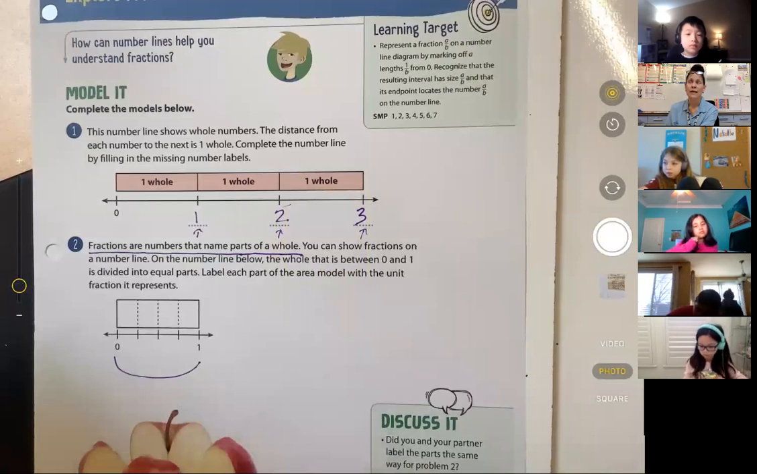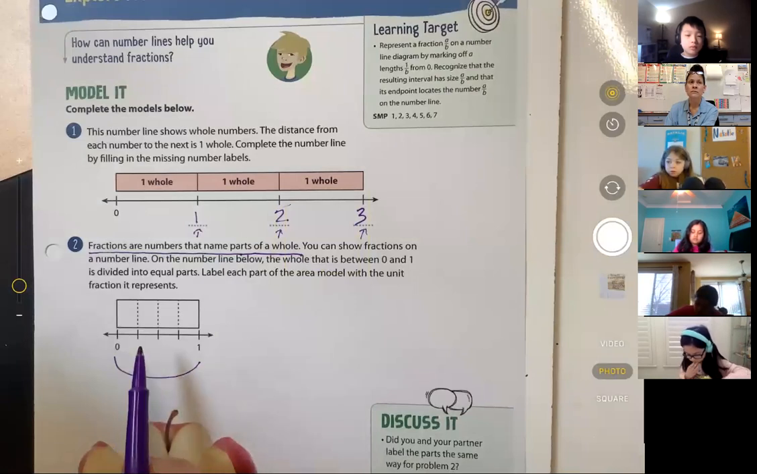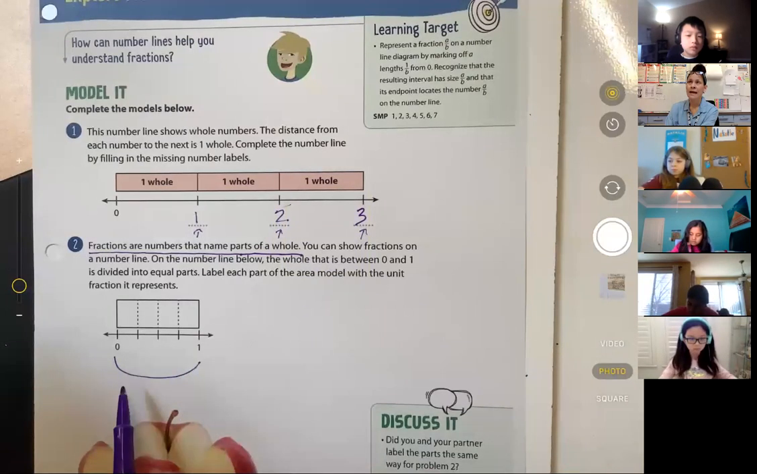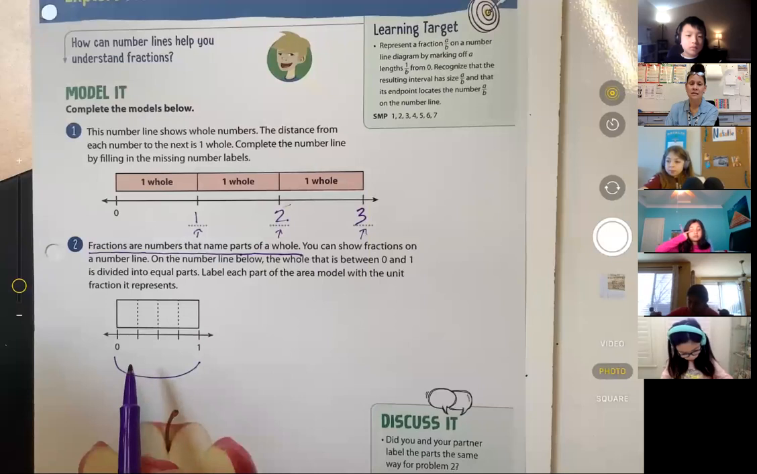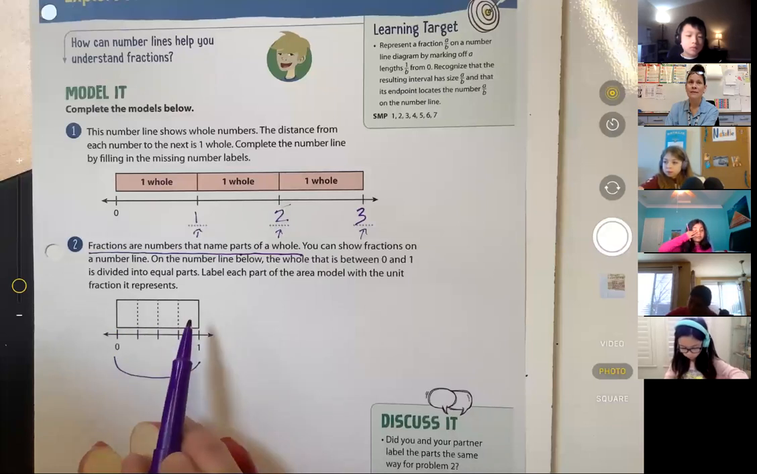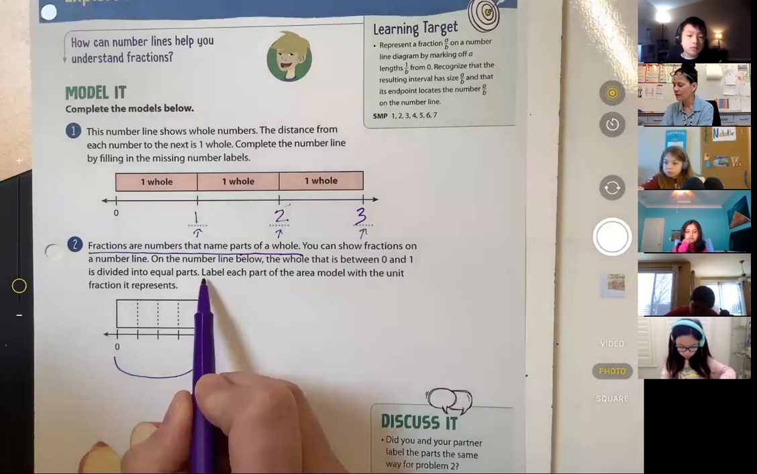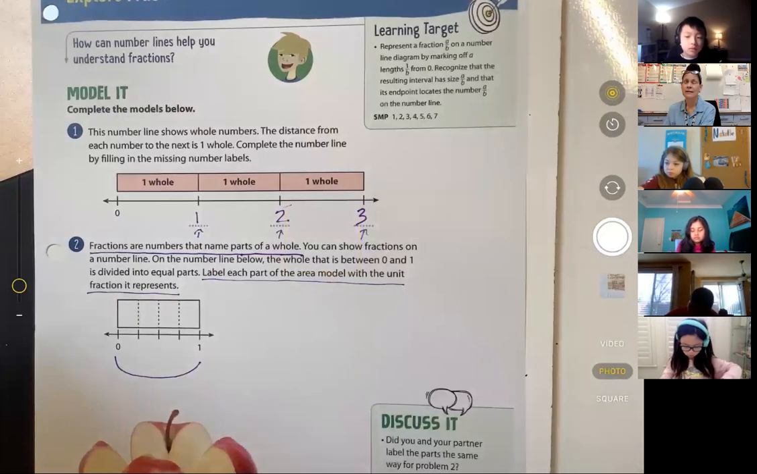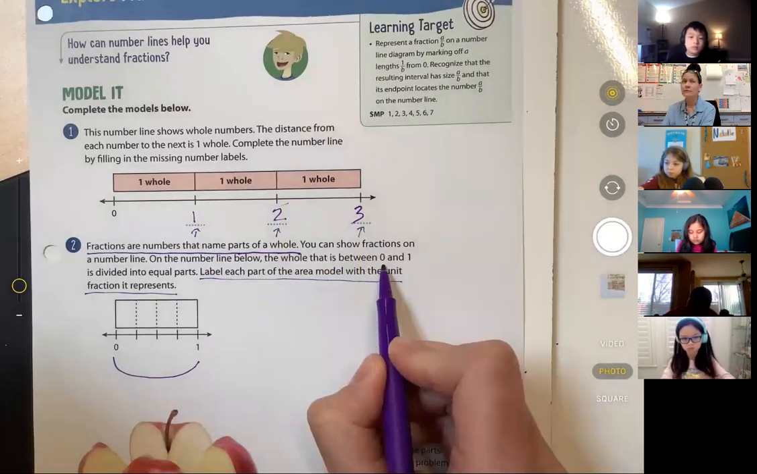So if it helps your brain, I want you to think about this number line as your pizza now. This is 1 whole pizza. And that pizza is cut into 1, 2, 3, 4 pieces. It is asking you to label each part of the area model with the unit fraction it represents, friends. The unit fraction.